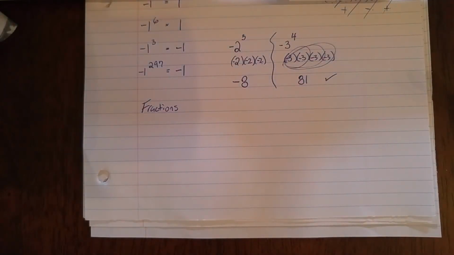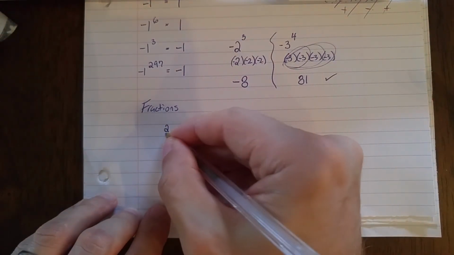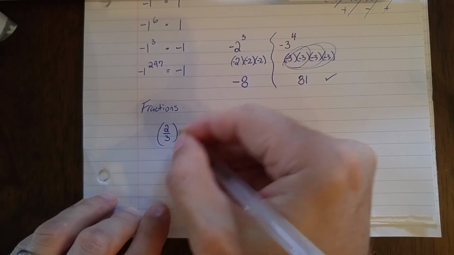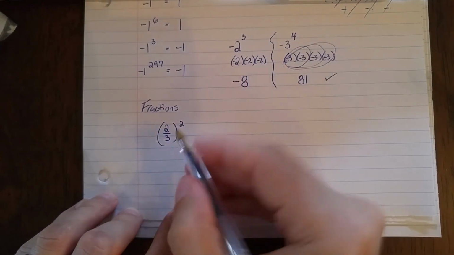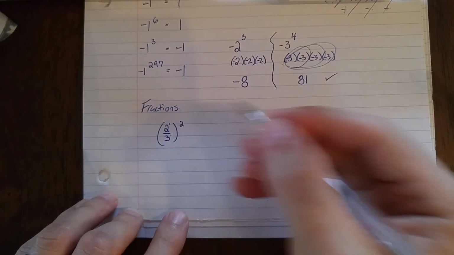Okay, so here we are with the last part, fractions. Now, with fractions, it's not that bad. Just think of fractions like 2 problems in 1. Both the numerator and denominator, you're going to use the exponent on. For example, let's say I had 2/3 and I had this squared. Well, remember, if there's no exponent on something, assume it's a 1. So I can put a little 1 there and a little 1 there.